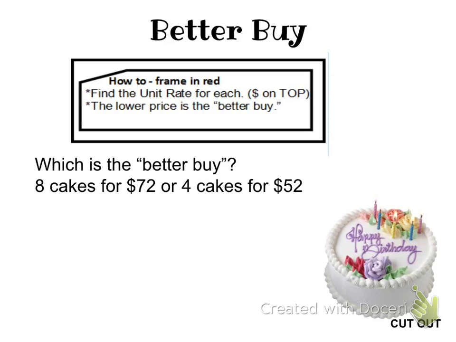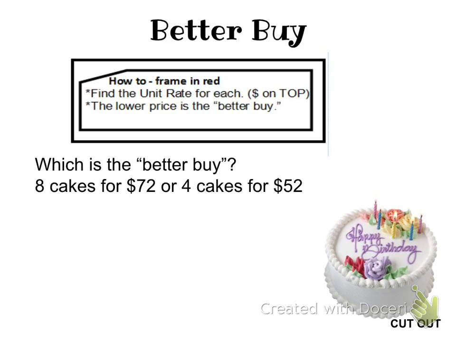So this is inside your notes. You've already framed this in red, but here's all you do. First, you find the unit rate for each item. Dollars have to go on top. Don't forget that part. Now, we're going to do some stuff in the future where dollars don't have to, but when it comes to rate or better buy, dollars have to go on top, okay? So dollars go on top, and then we're just looking for the lower price per item. That's the better buy. That's how simple it is.